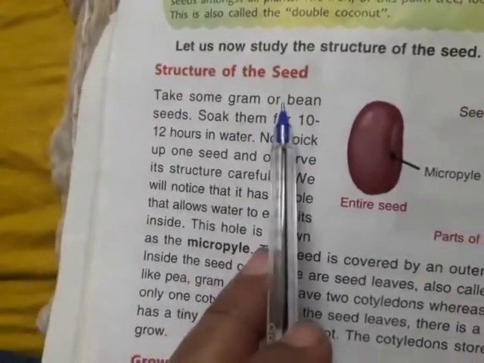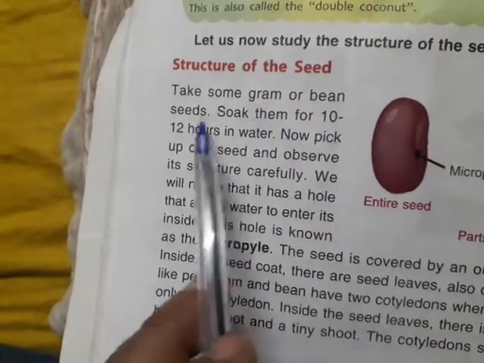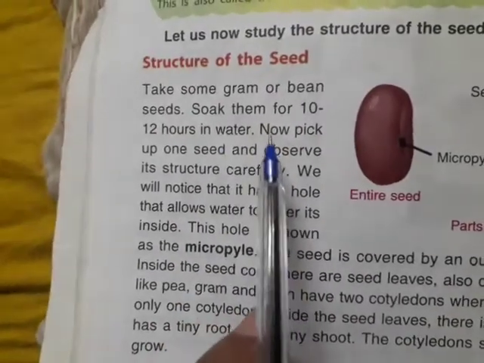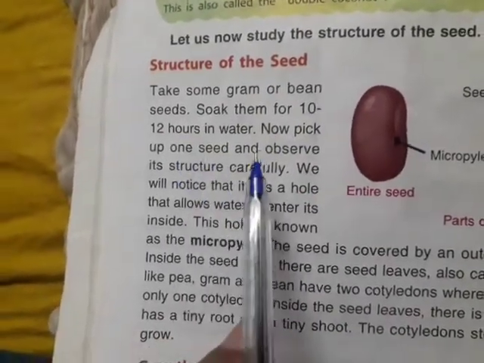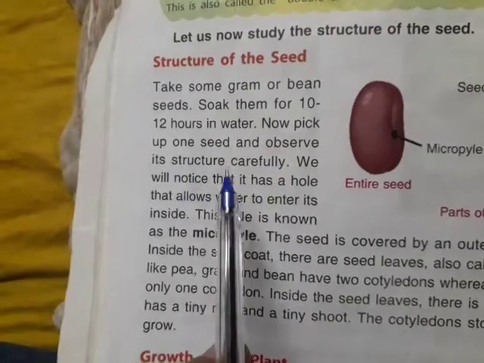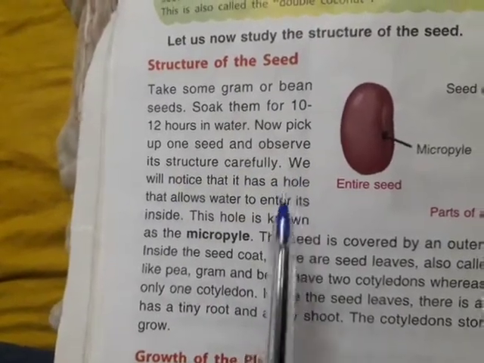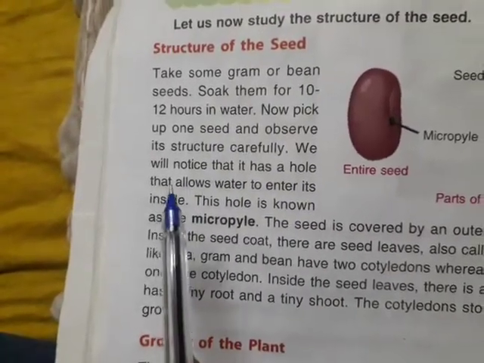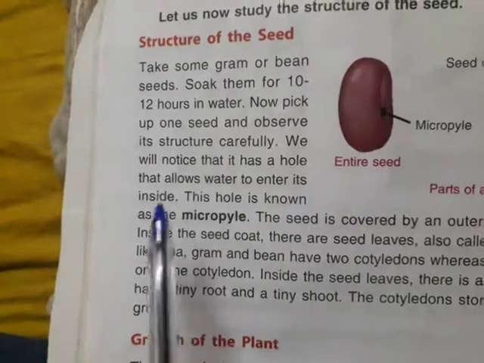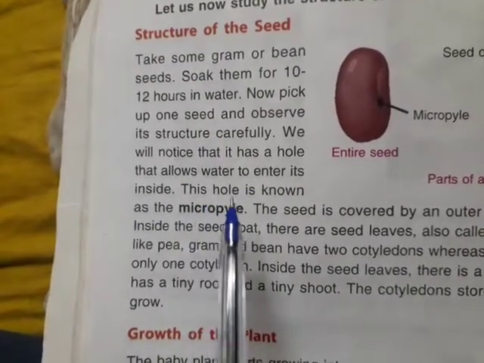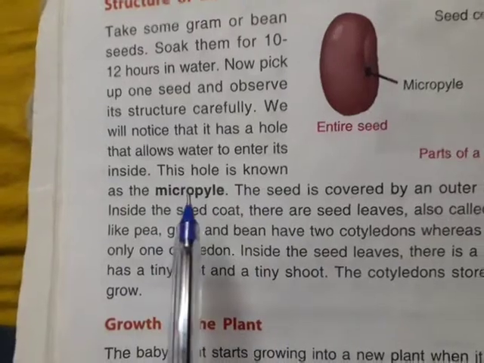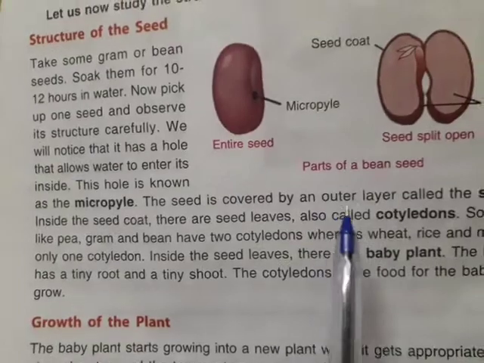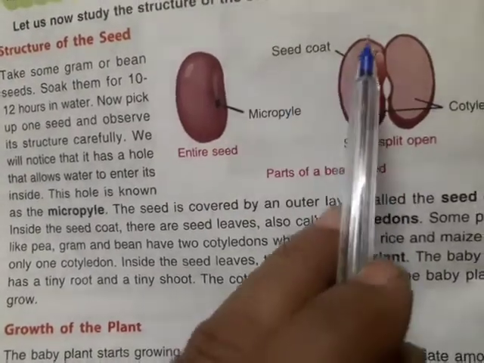So take some gram or bean seeds and soak them for 10 to 12 hours in water. Now pick one seed out of these and observe its structure carefully. You will notice that it has a hole that allows water to enter inside. This small hole is known as the micropyle. The seed is covered by an outer layer called the seed coat.